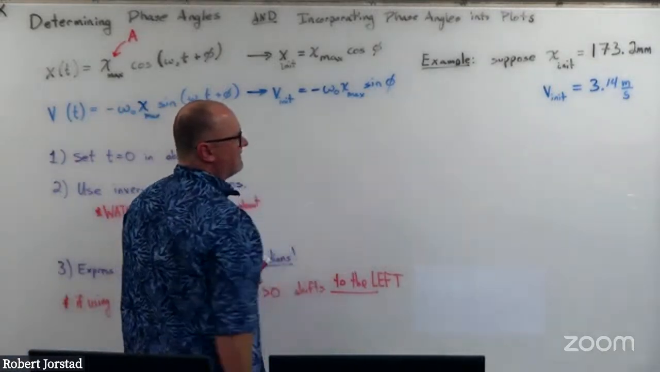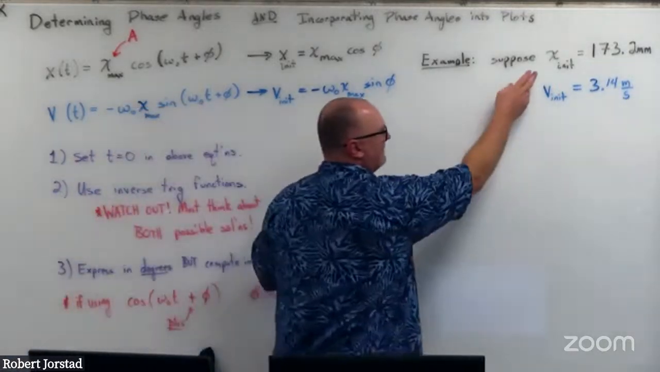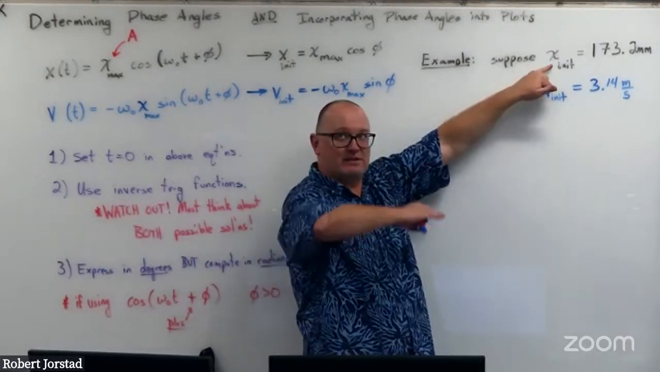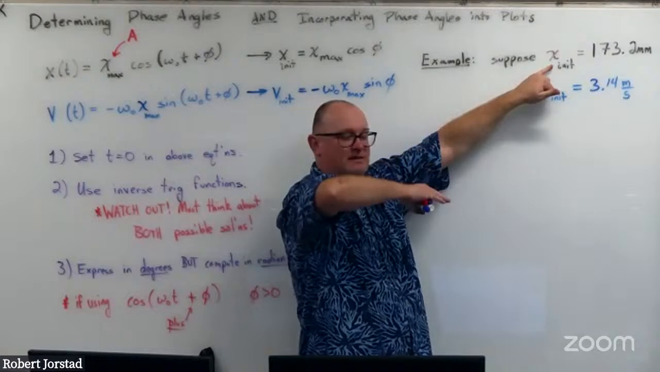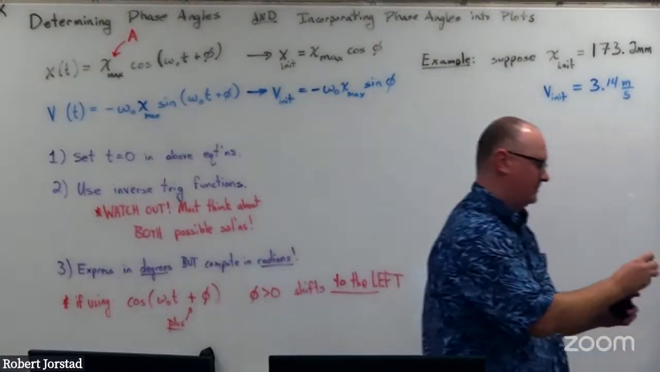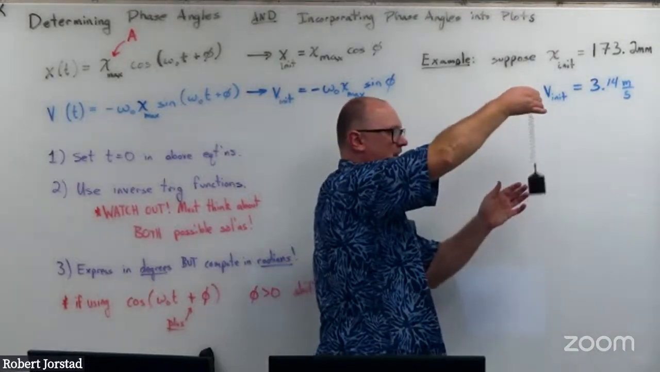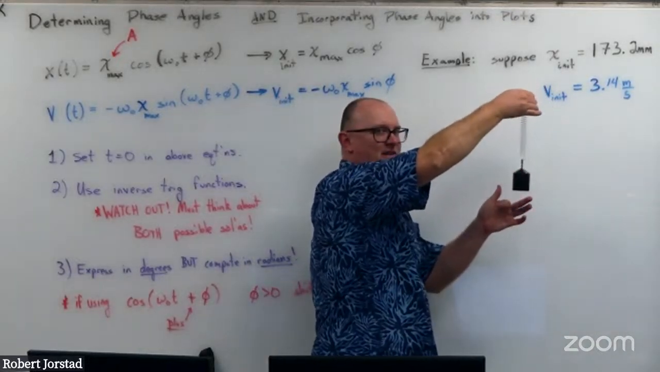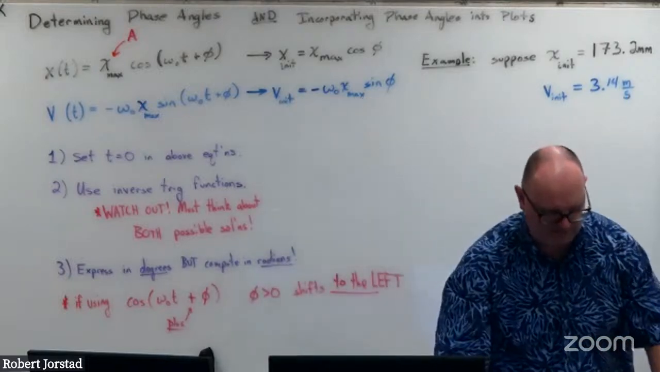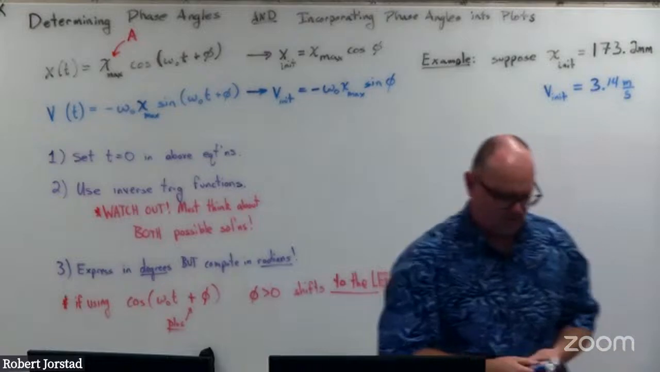I'm trying to figure out the phase angle, and let's say I'm given this information. I know the starting position of the mass on the spring. If I had this thing here and it's oscillating, I know the initial position and the initial velocity. Maybe I used video tracking software to figure that out. That would be a practical way to do that in the real world.